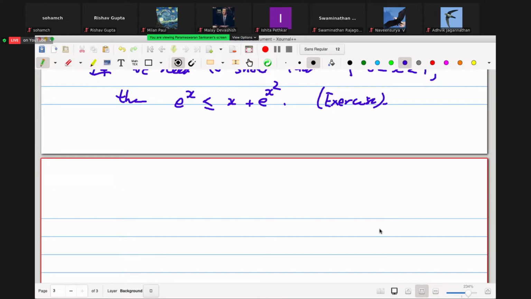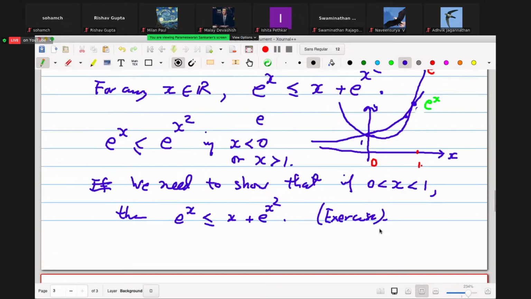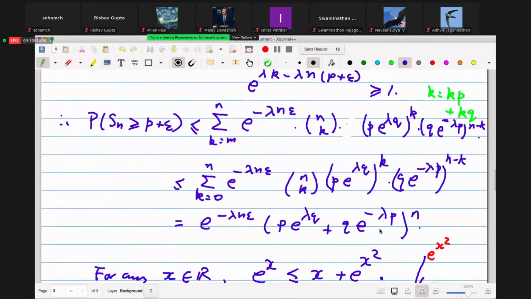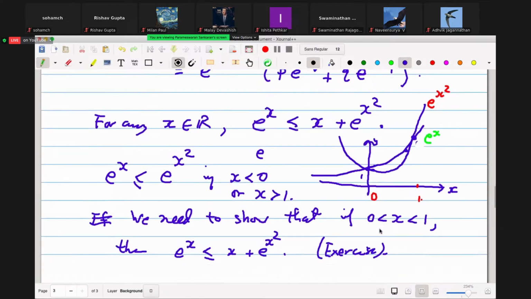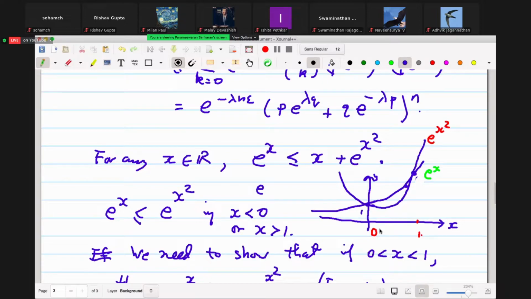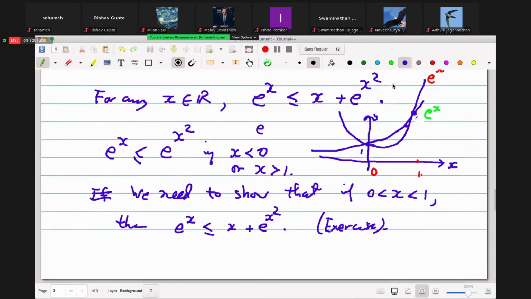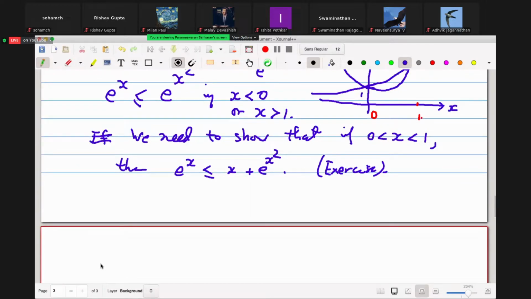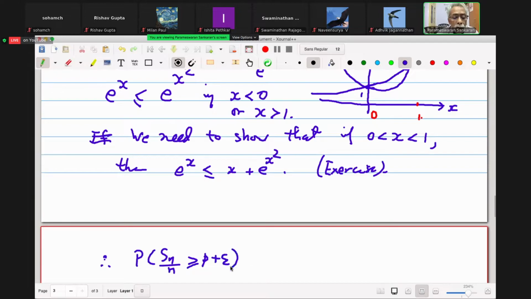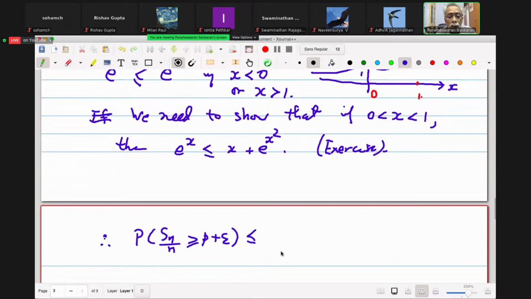Okay, so we do this and we go on. What do we have? Okay, so we put that back, we substitute that. Where do we substitute? In here, x is equal to lambda q, and then x is equal to minus lambda p. For those terms, we substitute. So therefore, I again have to write the probability of Sn by n bigger than or equal to p plus epsilon is less than or equal to e power minus n lambda epsilon e power minus lambda.